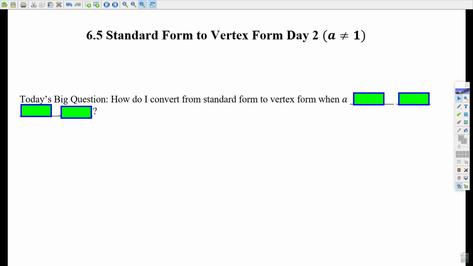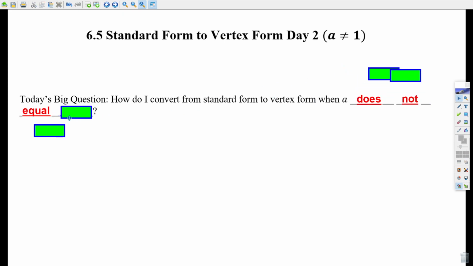So we're going to get into the harder version of changing from standard form to vertex form. Specifically today, it's going to be how do you convert from standard form to vertex form when a does not equal 1.